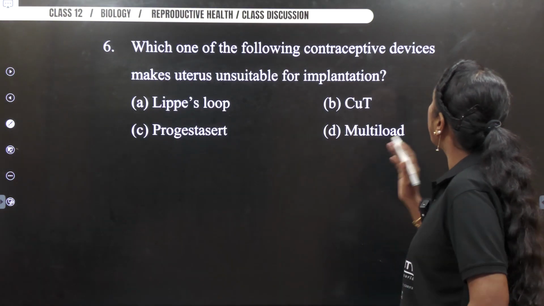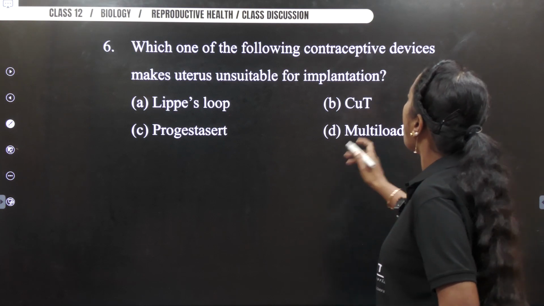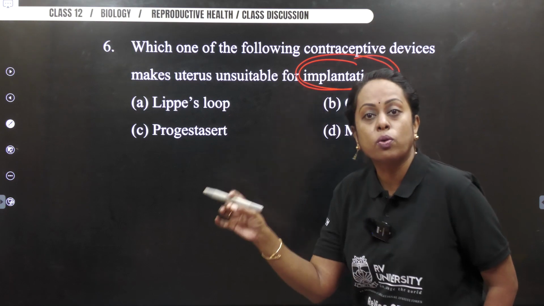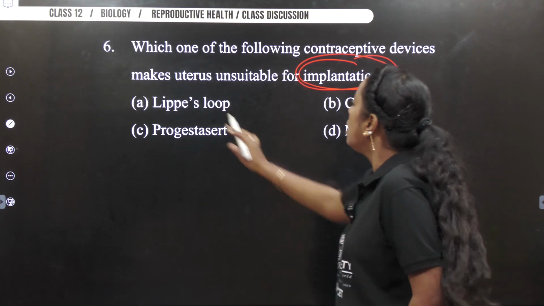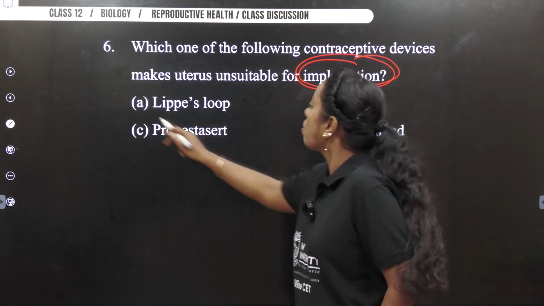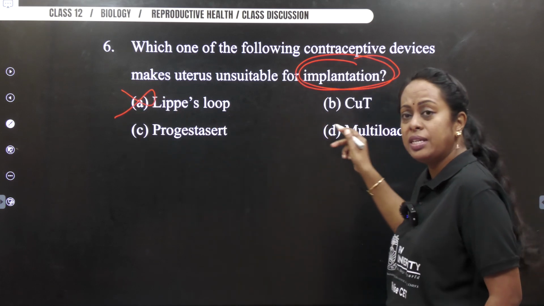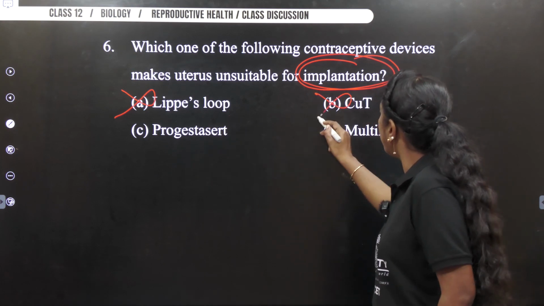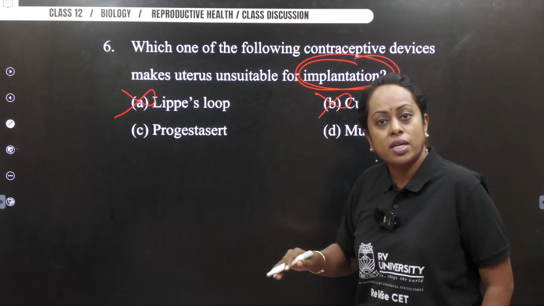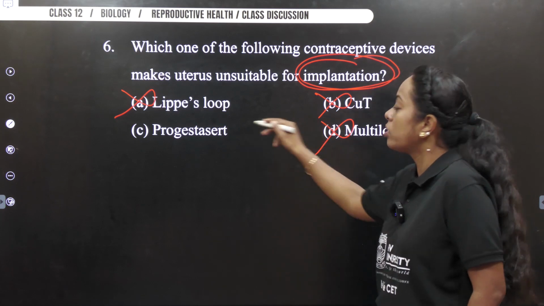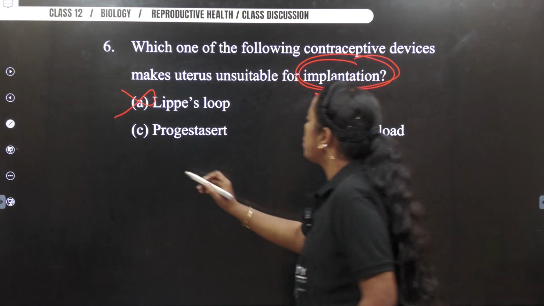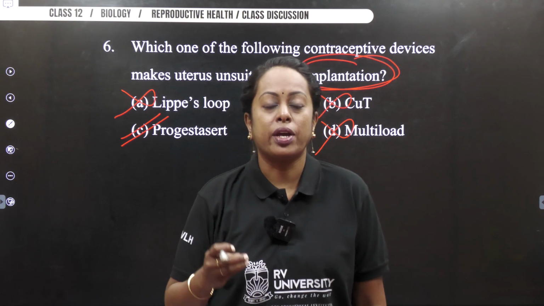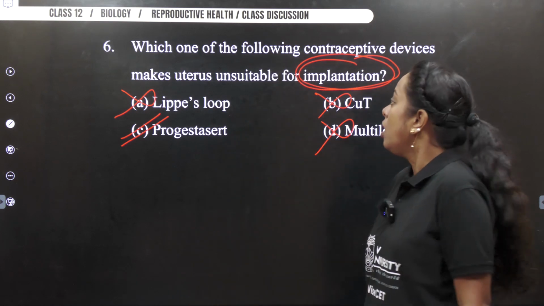Next, which one of the following contraceptive devices makes the uterus unsuitable for implantation? Then it should be hormone releasing IUDs. Lippes loop is for what? Only phagocytosis. So this is wrong. Copper releasing: copper is used in order to suppress the motility of the sperm. So I will remove it. Multiload 375 also comes under what? Copper releasing. So this is also removed. So your answer becomes what? Progesterone, because it releases progesterone hormone. Thereby our answer is going to be option C for this question.